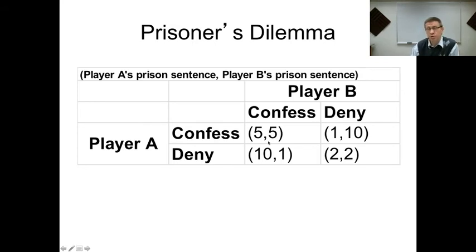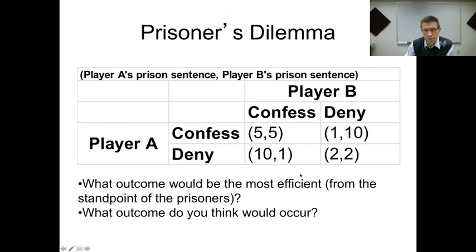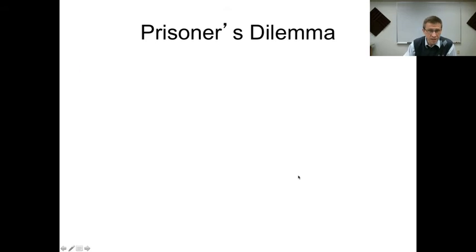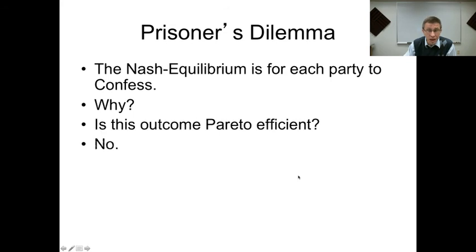Our definition for Pareto efficiency: can you make at least one player better off without harming anybody? Well, here, yes. And we could actually do better than that. Here, we could make both players better off. Nobody's being harmed. They both would be happier if they both denied the crime. So the Nash equilibrium, the outcome we expect in the game, is for both to confess. It is not an efficient outcome, though. They would both be better off if they both denied the crime. So confess as the Nash equilibrium is not a Pareto efficient outcome.